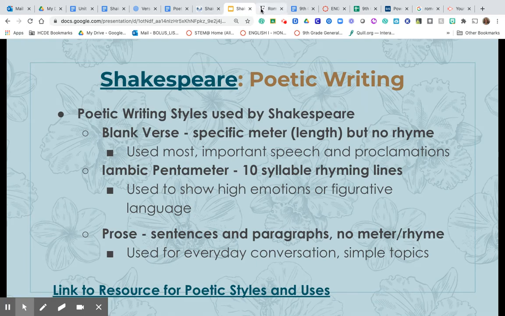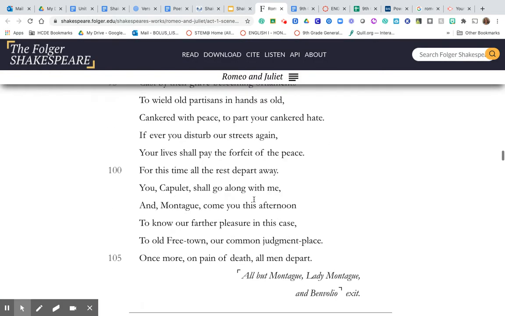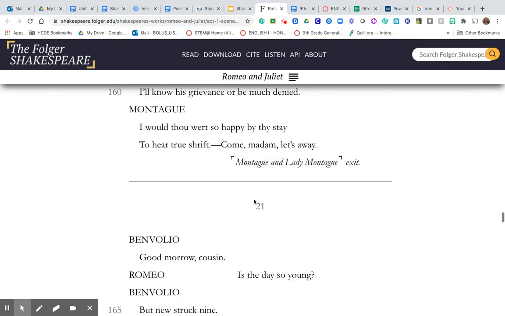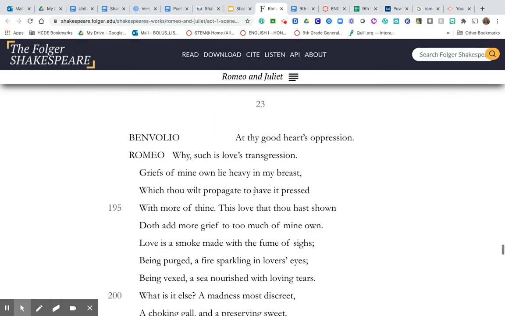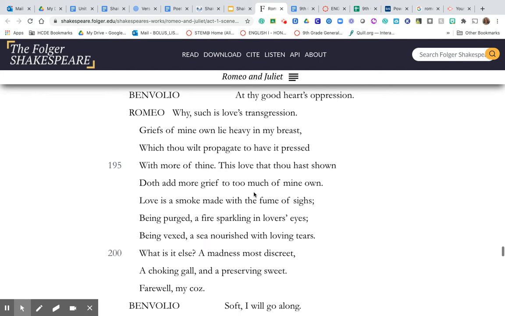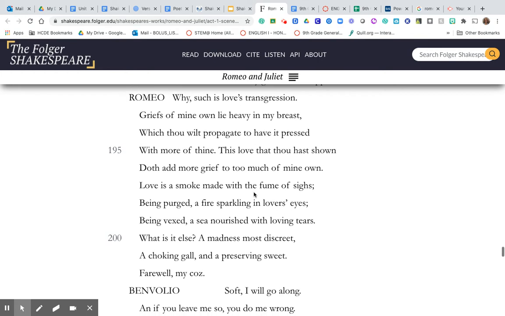So if we come back to our play and scroll a little bit more to where we see Romeo for the first time, Romeo is talking about how he is lovesick over this woman who does not love him back. And this is a high emotion. He is just grieving. He is depressed. He's sad. Lots and lots of emotion here. So we see iambic pentameter, right?